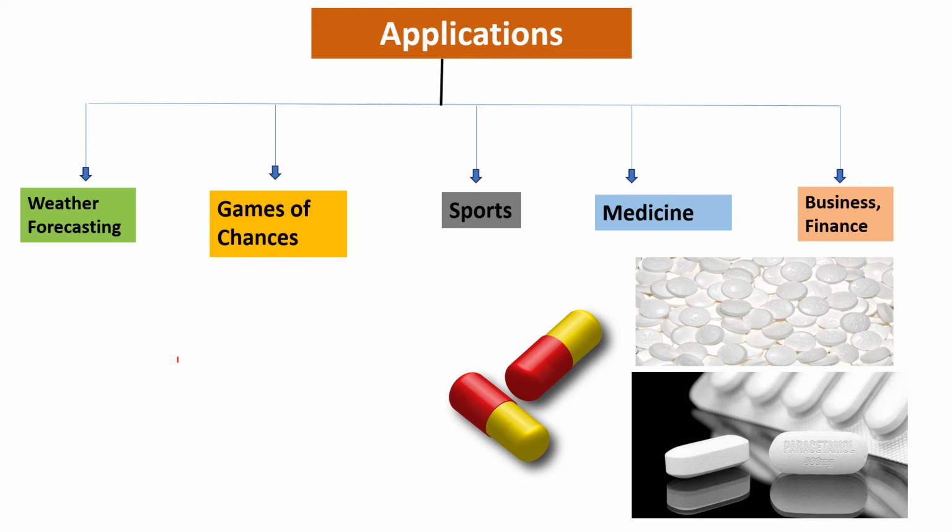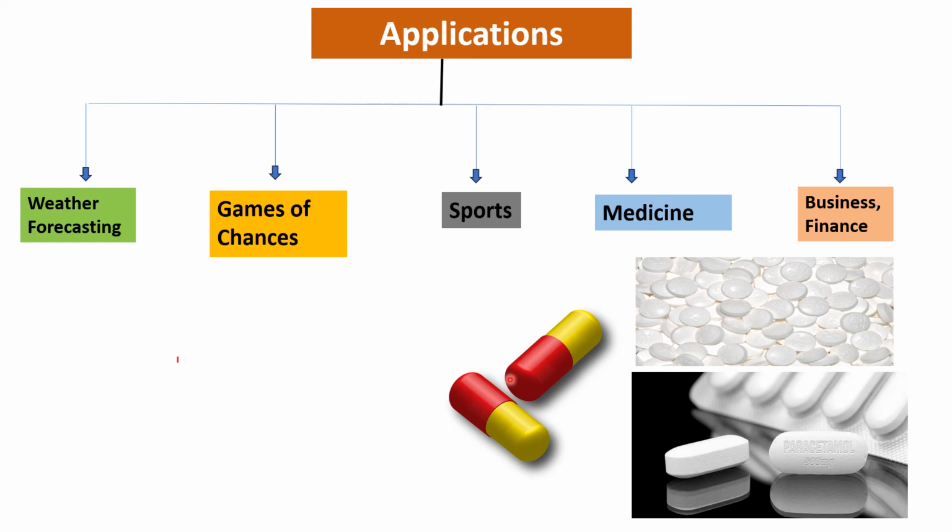And the second application is games of chance, which is nothing but the card games we have, poker, and the lottery. To win a lottery, there is some strategy, so if we use probability for winning a lottery, it is easy. And in sports, to analyze past performances and winning strategies. And in medicine, to know about the effectiveness of a treatment.